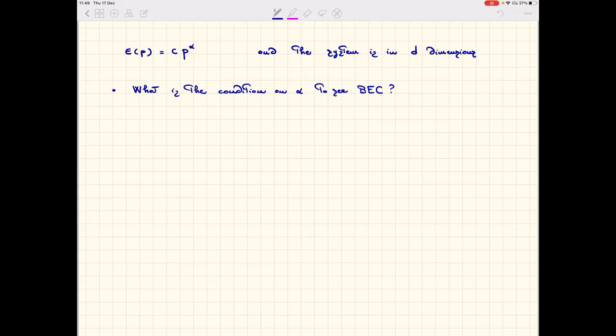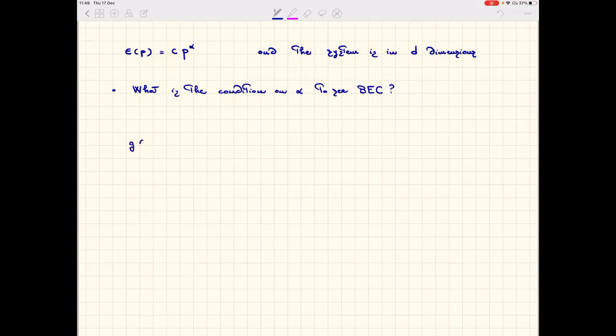So what should I do in order to answer this question? Compute G of epsilon. Get the derivative of epsilon to p. So I should compute the density of states. So we agree on this, right? Yes, it's the formula. So how do I compute the density of states?